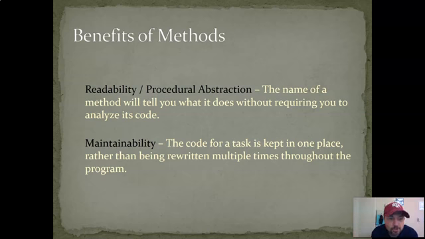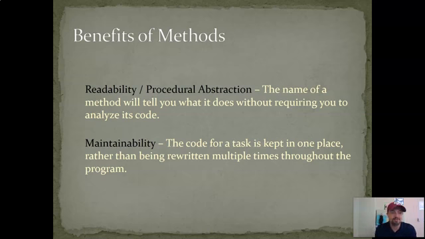Maintainability. The code for a task is kept in one place rather than being written multiple times throughout your program. So if you had to do some code to calculate someone's tax rate, and let's say in your program you have to do that 5 times. So you write that code and you copy and paste it 5 times. Then you figure out the code you wrote is slightly wrong. It doesn't really work. You would have to go change it in all 5 spots.